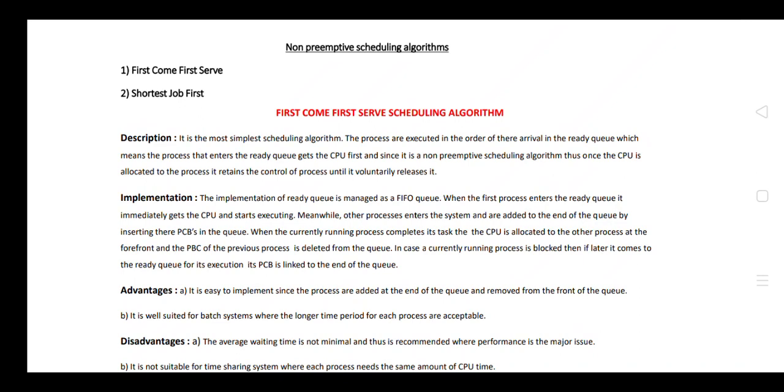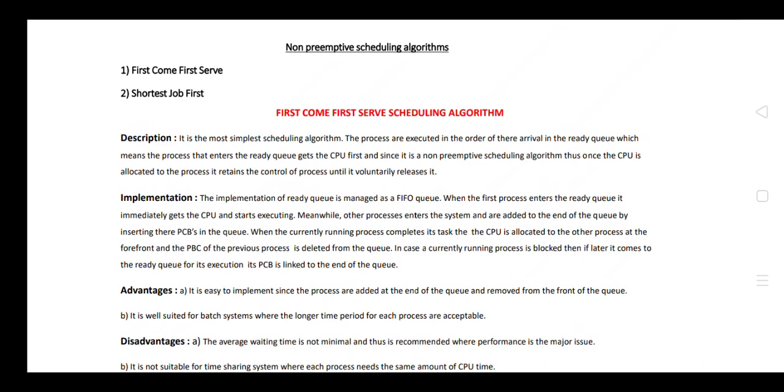is deleted. So for first come first serve, when a particular process gets the CPU and starts executing, the other processes come and their process control blocks are stored in the queue. The moment this process completes its task, the next process from the queue gets the CPU and starts executing. So this is called first come first serve.